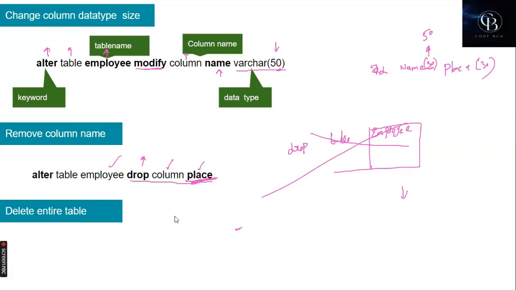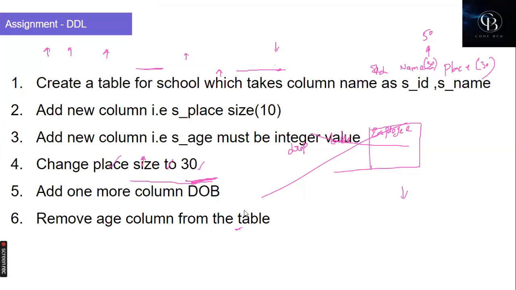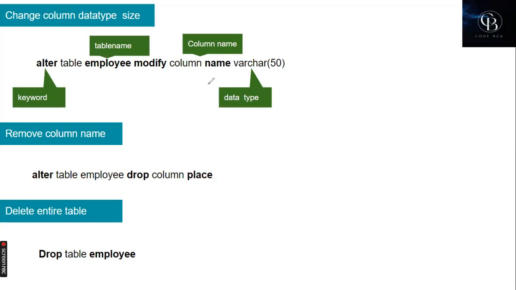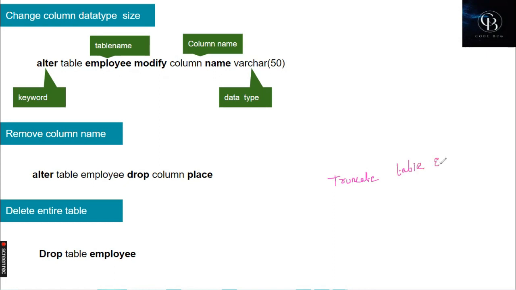Observe, this is deleting the entire table. If you write drop table employee, it will remove the entire table structure. Now tell me, what keywords have we discussed? Create, alter, and drop. In place of drop, if I write the truncate keyword, truncate table employee.